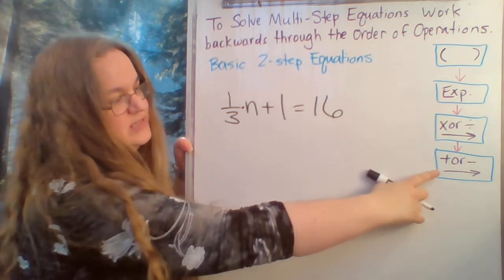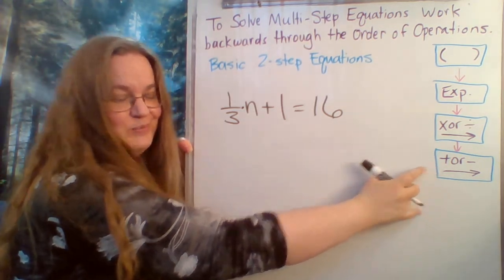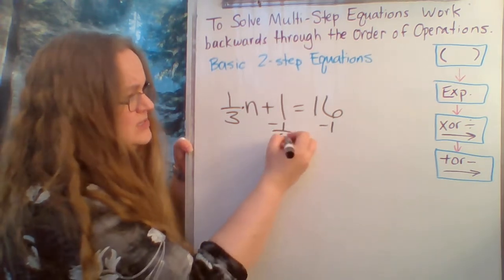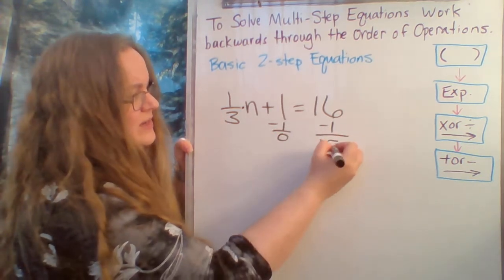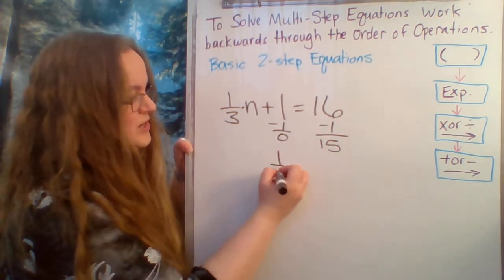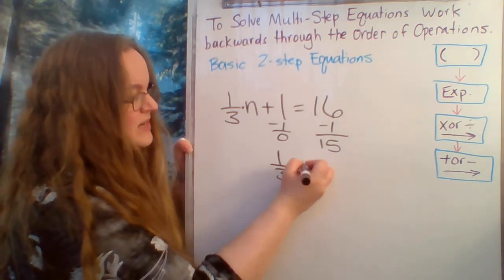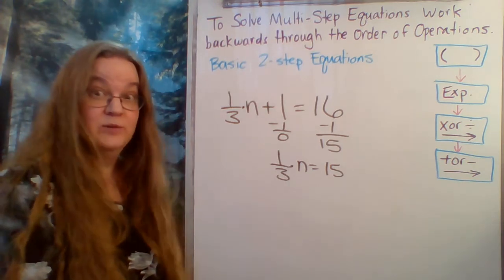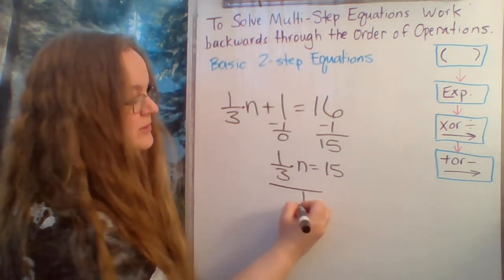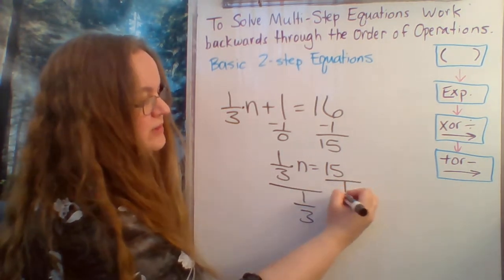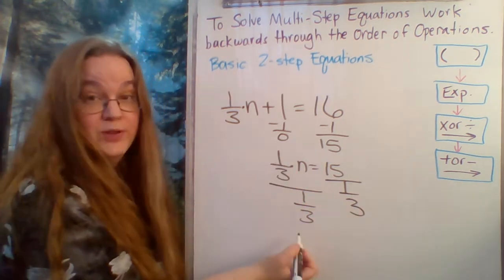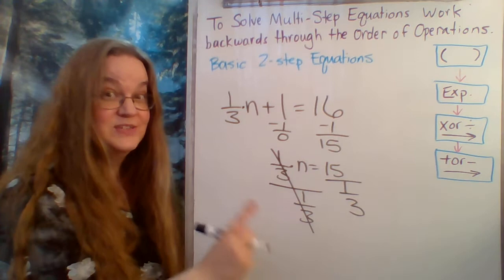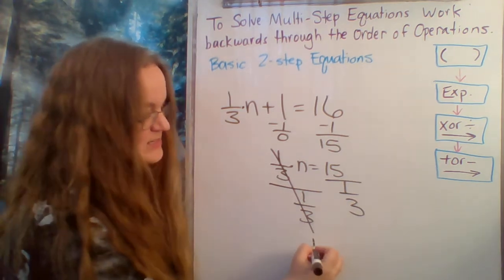Again, this is 1/3 times n plus 1 equals 16. I want to get n by itself, so I'm going to start at the bottom of the order of operations and get rid of plus 1 by subtracting 1. So that goes bye-bye, and that's 15. So 1/3 times n equals 15. Now, the opposite of multiplying by 1/3 is dividing by 1/3. So I would divide both sides by 1/3. 1/3 divided by 1/3 is going to cancel because any number divided by itself is going to turn into 1. And 1 times n is n.